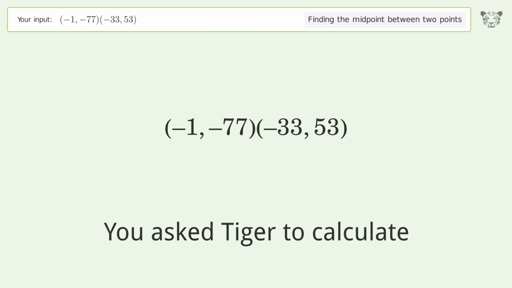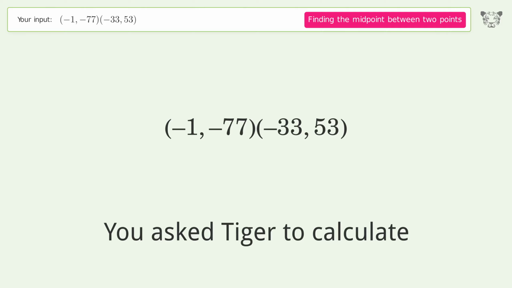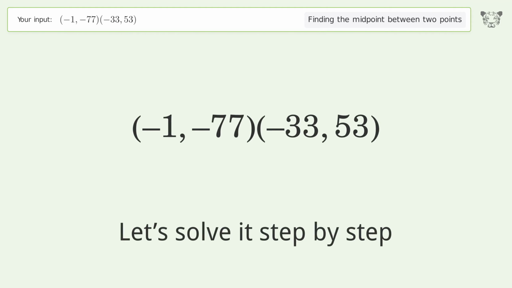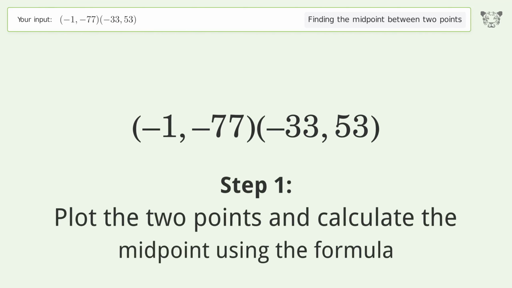You ask Tiger to calculate. This deals with finding the midpoint between 2 points. The midpoint between the 2 points is -17, -12. Let's solve it step by step. Plot the 2 points and calculate the midpoint using the formula.